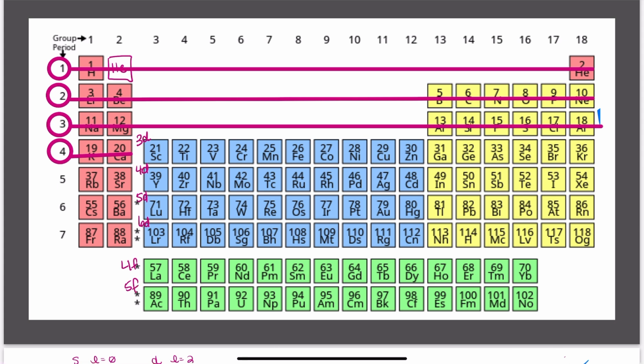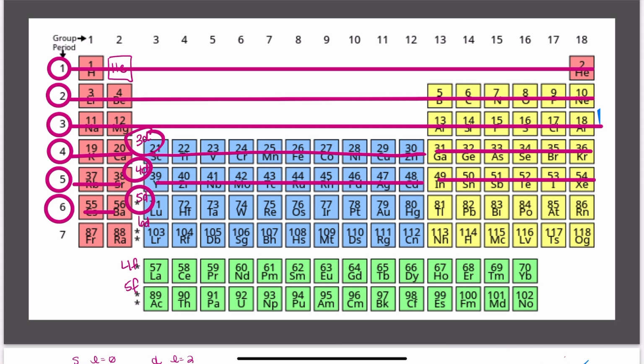So as you're counting across, your 4s's go into your 3d's, then you go back to your 4p's. 5s's to 4d's, back to 5p. 6s's, 5d's, back to 6p's, 7s's.